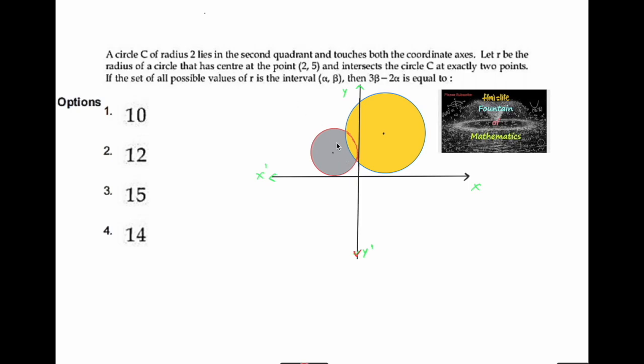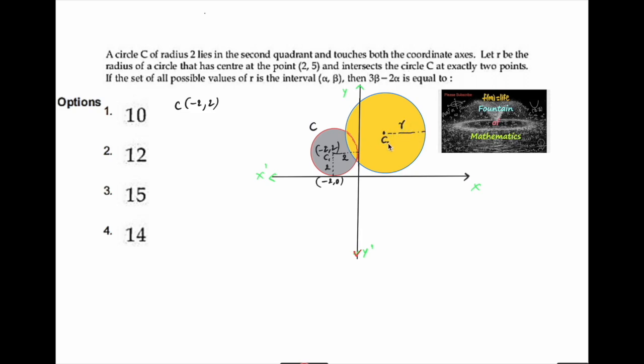Given a circle of radius 2 lies in the second quadrant. So let us consider a circle C with radius 2 units. So we can say that this point is here minus 2 comma 0. So we can say the center of the circle C is minus 2 comma plus 2. Let us consider this is C1, and it touches both the coordinate axes, and let R be the radius of another circle.